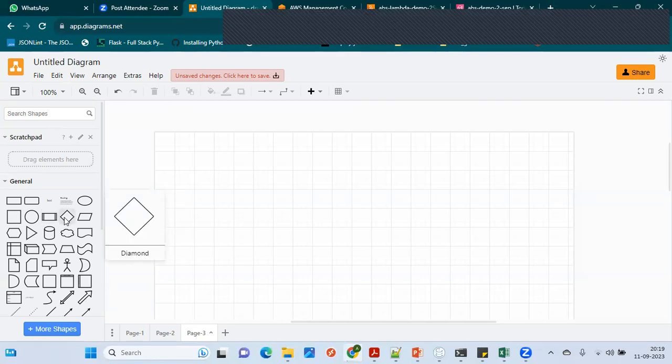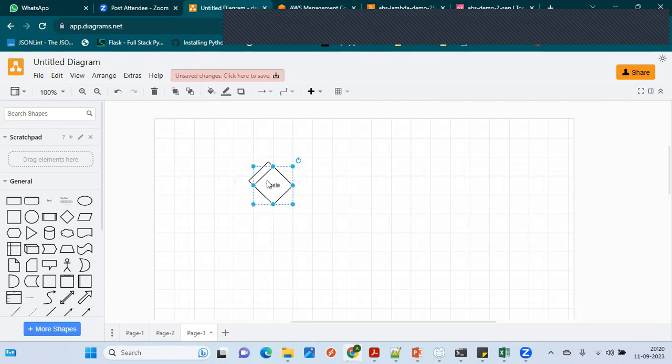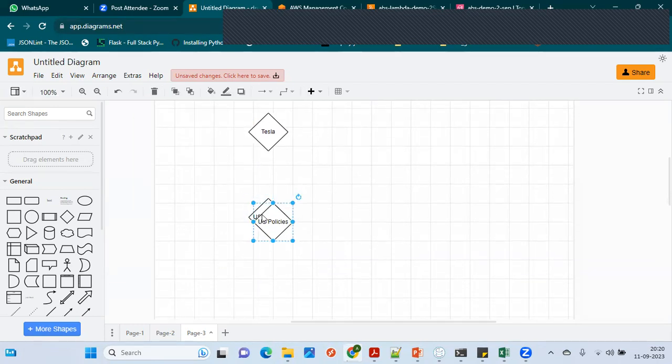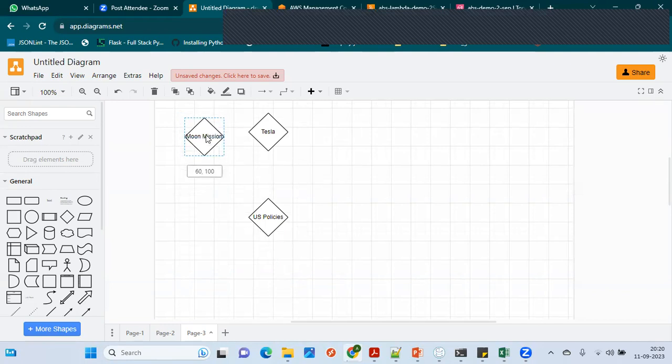Let's say Elon Musk performs a tweet, and this tweet is about, say, Tesla. Similarly, Elon Musk tweets about another topic, say US policies. Similarly, he did a tweet with respect to the moon mission that India performed. Correct, he did these three tweets. Let me move this out here.